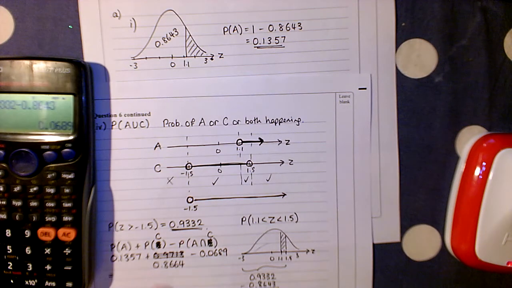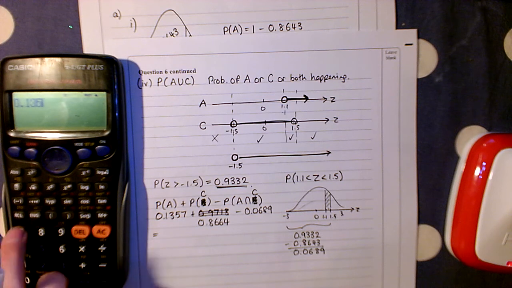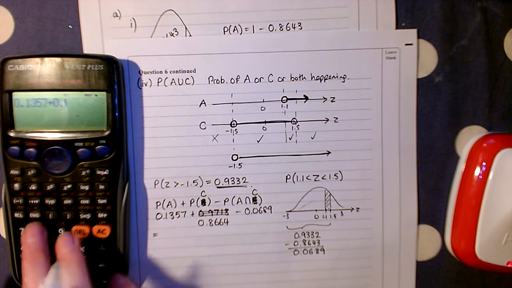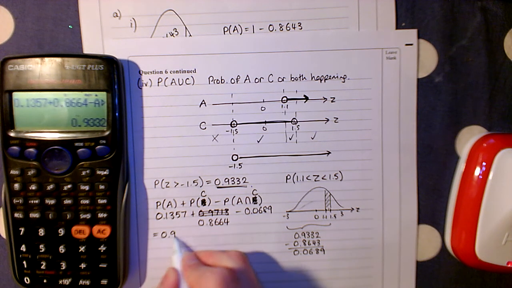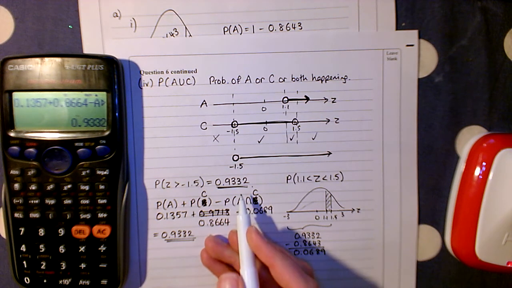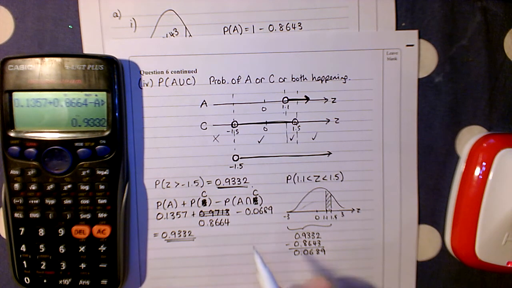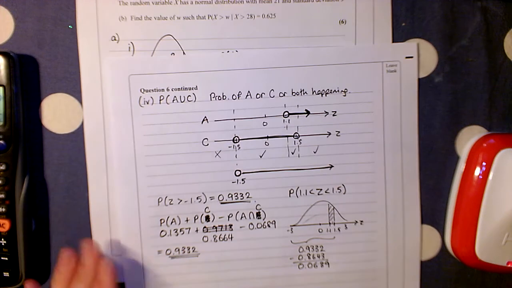Now if we do this calculation, so that's 0.1357 plus 0.8664, subtract that bit that I just worked out, and I get 0.9332, which is the same answer that I got before, but I think that this one's a bit more difficult, but it's up to you, depends on your perspective.